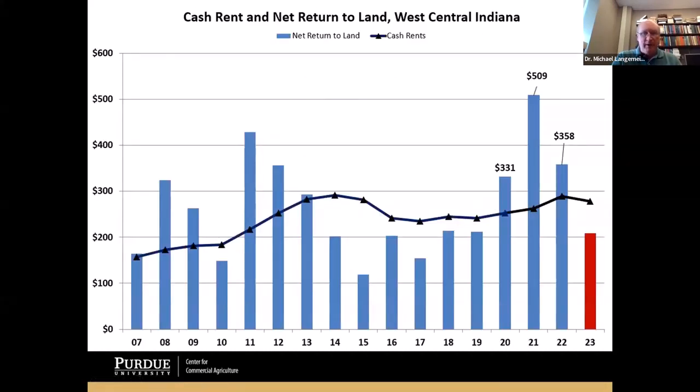I've got a question here. I'm going to go ahead and look at the question before we continue. What is the prevalent lease type in the Dakotas?